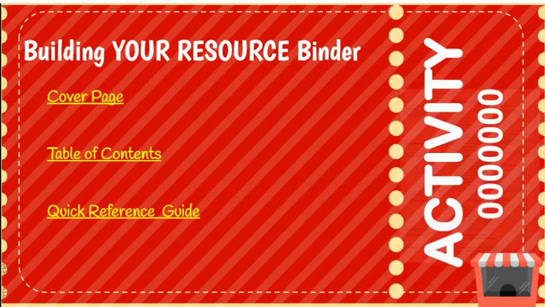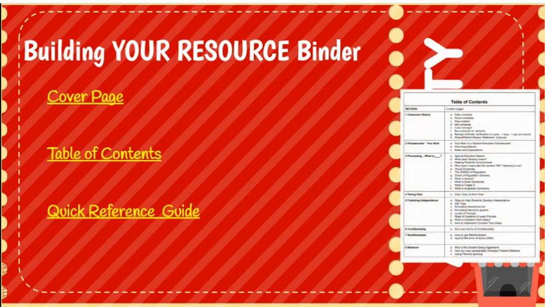The second page in this is the table of contents. If you look at that table of contents, you will see that there really are 8 different sections. And within those different sections, there are a lot of different pages. In fact, there's 37 pages that can be printed to make up your binder.